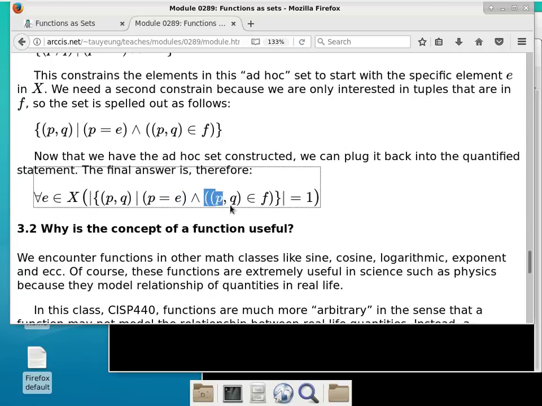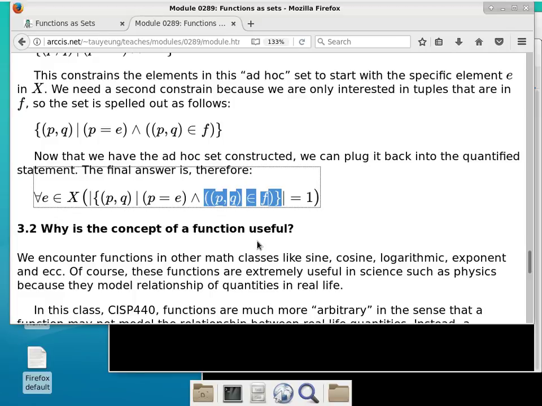Then we also have a second requirement. We also want PQ. Now whatever Q is fine, okay? But that has to be an element of F as well. So, in short, all the two tuples in this particular set have to start with E, but can end with whatever, and then that two tuple has to be an element of F, which is a set of two tuples.